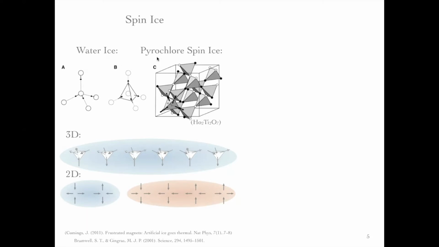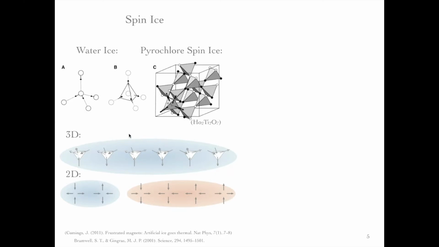Pyrochlore spin ice is an analogue of this water ice, has the same structure, but now in the corner of each vertex, instead of a hydrogen atom, there's a spin which can point in one of two directions, either into the middle of the tetrahedron or away from it. And the system has the same ice rule, so the lowest energy state has two spins pointing into every vertex and two spins pointing out. So in the blue here, this is all of the ways for one vertex that the ice rule can be obeyed. So each one of these states has two spins pointing in and two spins pointing out.